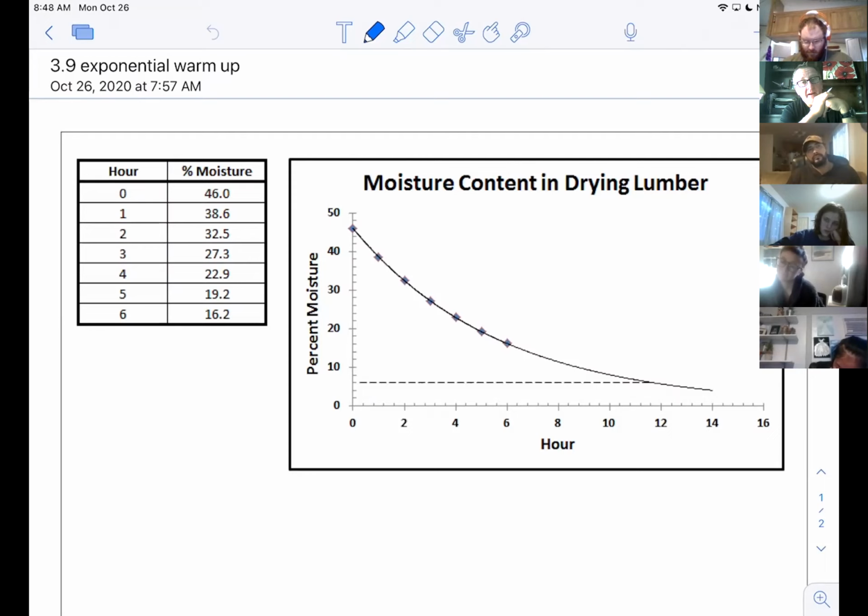So here's some data I found on the percent moisture in lumber that was drying. And of course, you dry lumber just like you dry clothes. You stick it in a hot room, and try to keep it from catching on fire. But here's real data that's curving downwards. Notice it's not a line. It's not a linear equation, but it's curving downwards.